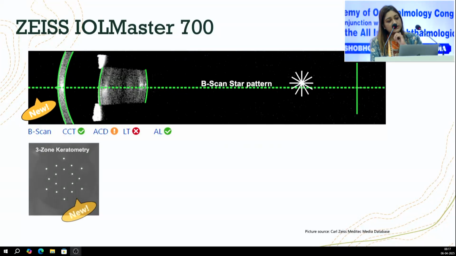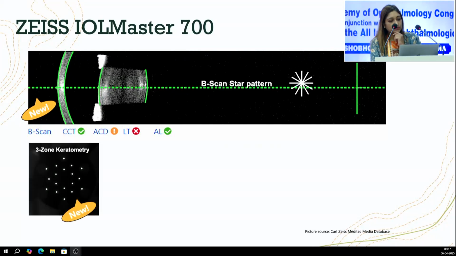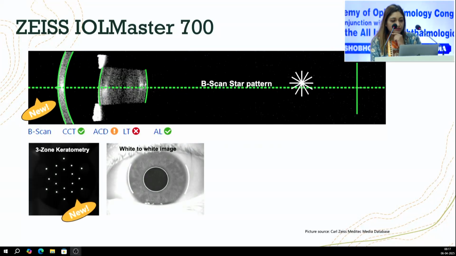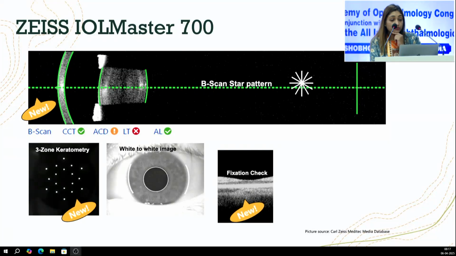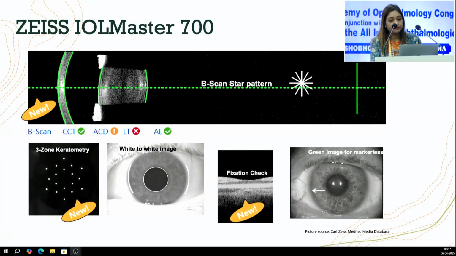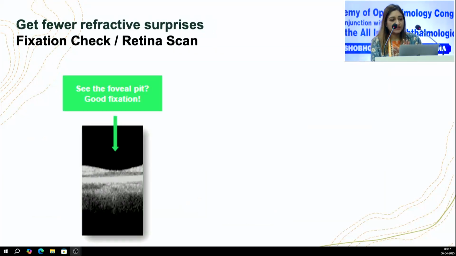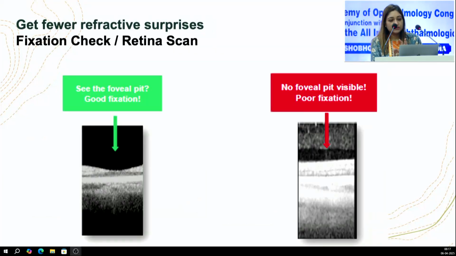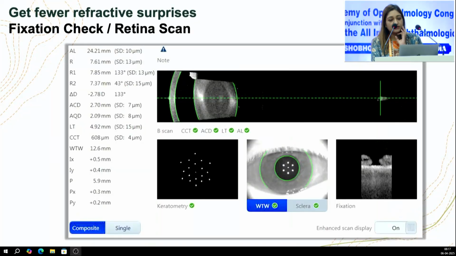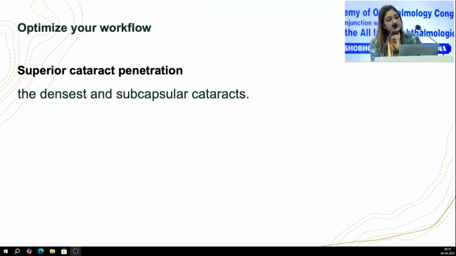It has a B-scan star pattern, it has 3-zone keratometry, a white-to-white image is shown, and most important is the fixation check, where you acquire the scan when you see the fovea. So that helps in ensuring that it is the correct scan. So you have to see the foveal pit. If it is not there, then it means the patient is not fixating properly. So we can also detect macular pathologies with it.